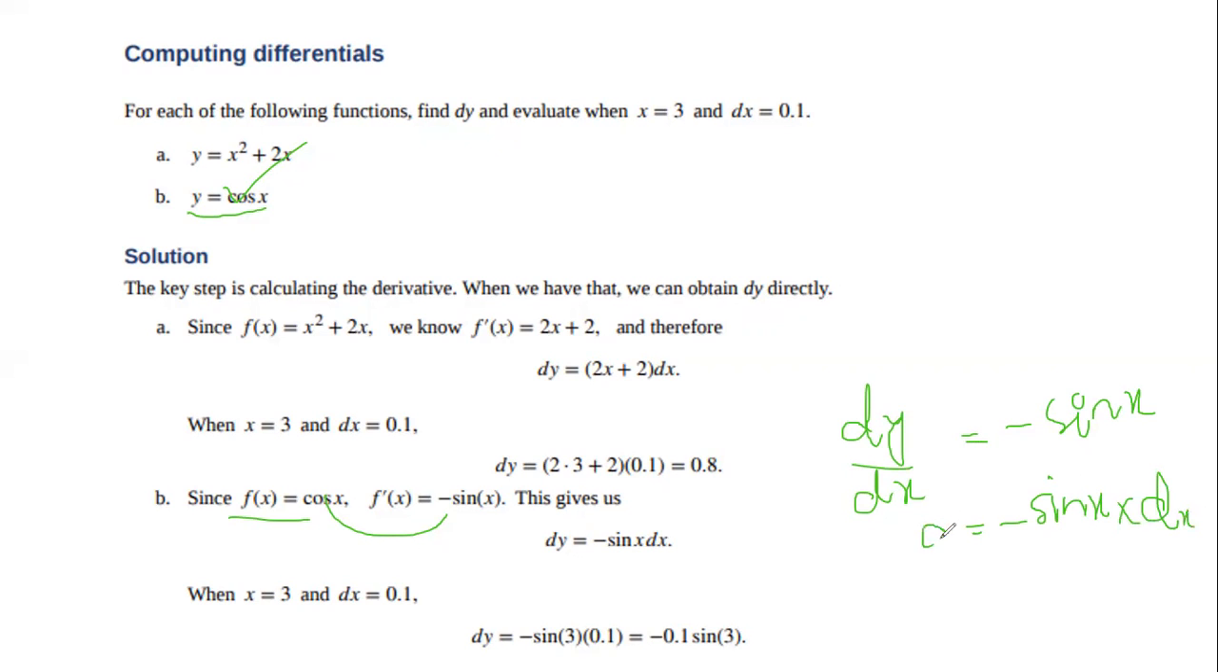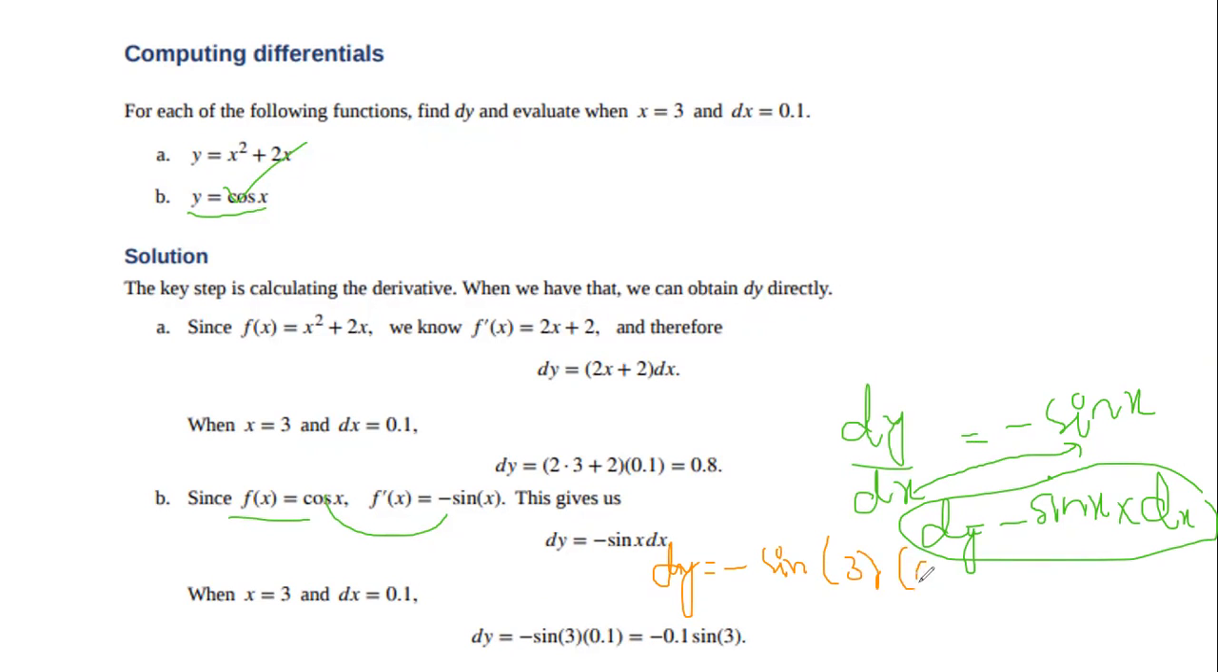This is the value of dy, just multiplying here. So dy equals negative of sine x, where x is 3, into dx, which is 0.1. So it would be negative 0.1 sine 3. That is dy. This is the value of dy for my course.